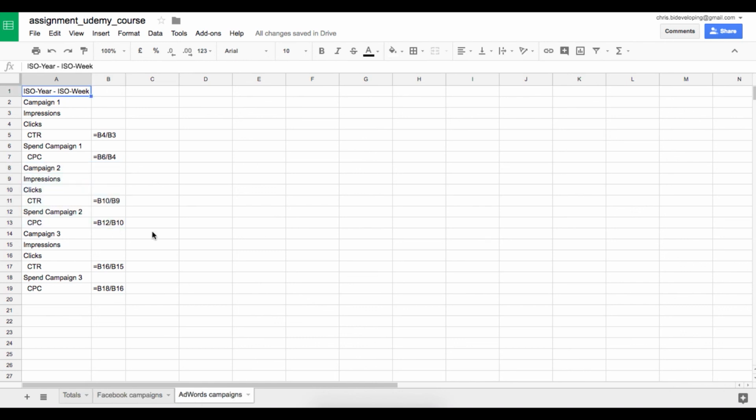And lastly, let's do the same thing for our Google AdWords campaigns as well. ISO year and week, then for each campaign: impressions, clicks, CTR, ad spend, and the CPC.